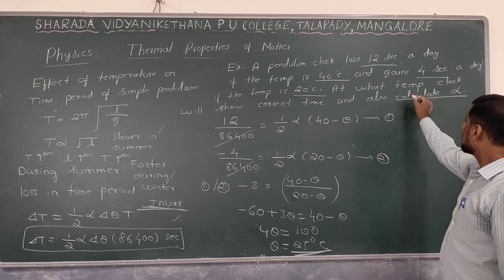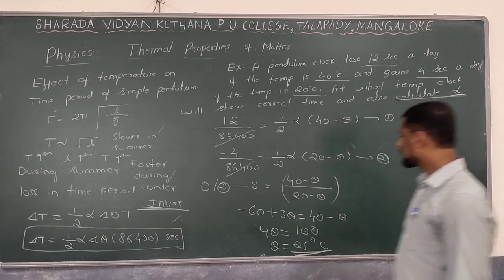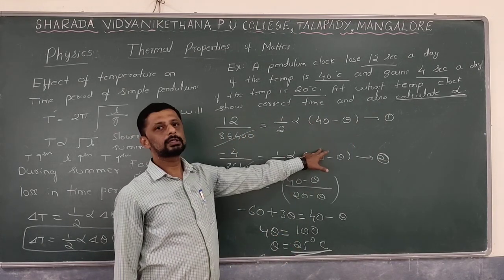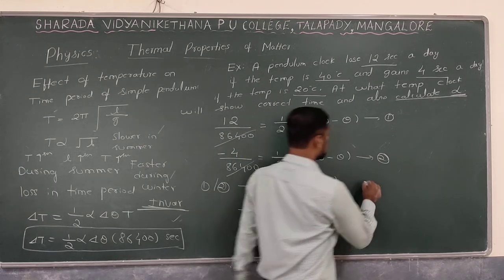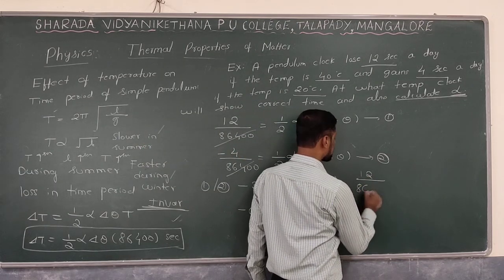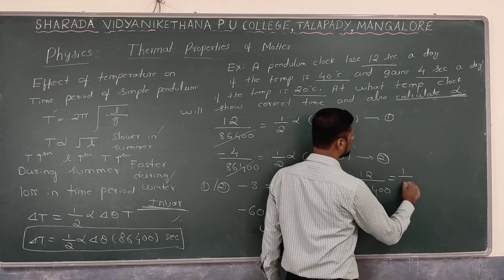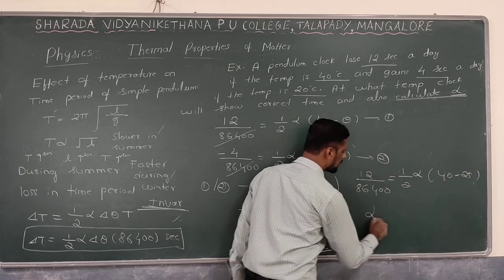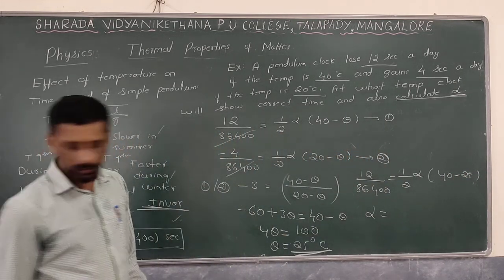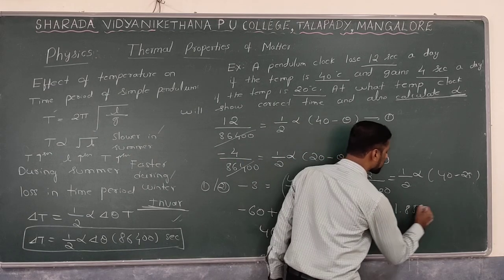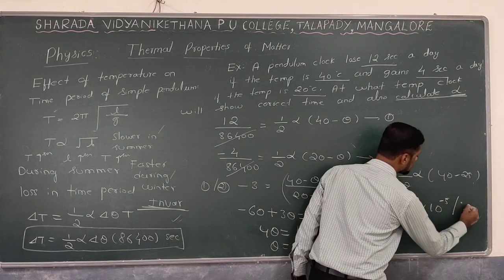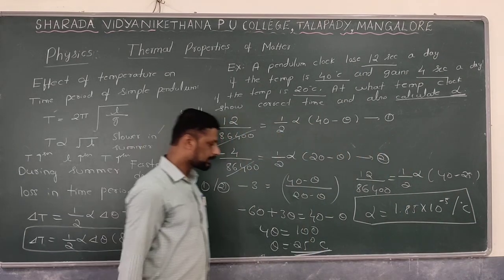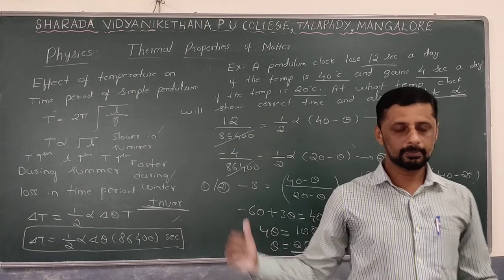And you can also calculate the value of alpha. How can you calculate the value of alpha here? Substitute the value of theta as 25 degrees Celsius in any one of the equations, then you get the value of alpha. That is, 12 divided by 86,400 is equal to half into alpha into 40 minus 25. Simplify, then you get the value of alpha as how much? 1.85 into 10 power minus 5 per degree Celsius. This is the value of alpha. Alpha means coefficient of linear expansion of the metal which is used to construct that particular clock.